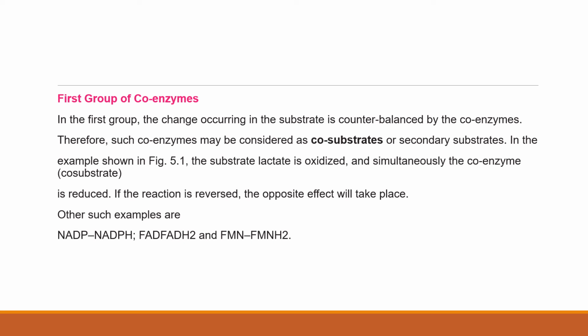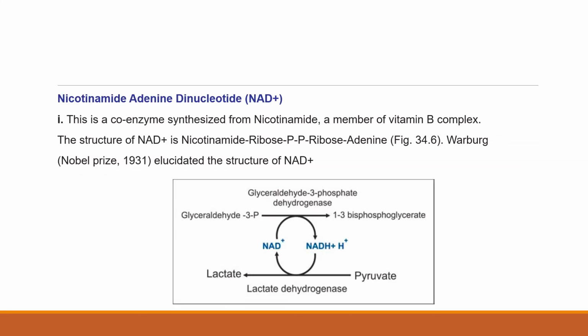We have some specific examples of these coenzymes. NAD, NADH. The one with the H is reduced; the one without is oxidized. FAD, FADH2, FMN, FMNH2. Those are examples of our coenzymes. Nicotinamide adenine dinucleotide is a coenzyme from nicotinamide, which is a member of vitamin B.